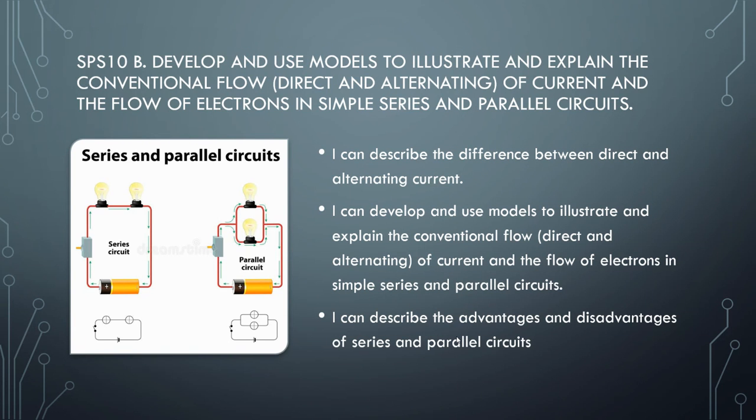The next part of the unit, they will look at series and parallel circuits. Within this part of the unit, they should be able to describe the difference between direct and alternating current. They will use models and create their own models to show the flow of electricity in both series and parallel circuits. And finally, they will have to be able to describe the advantages and disadvantages of both series and parallel circuits.